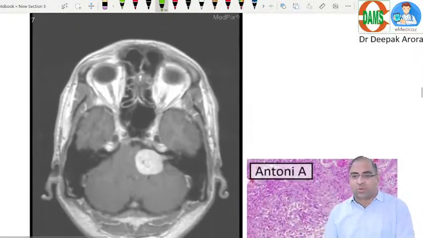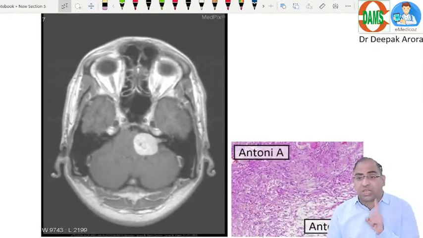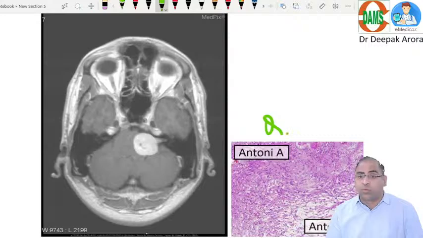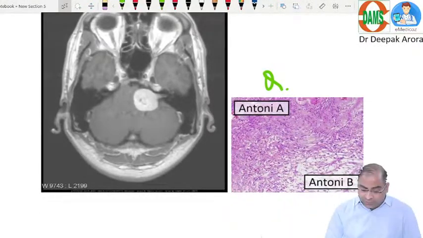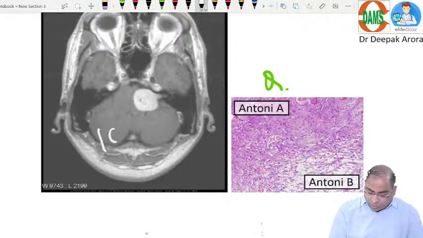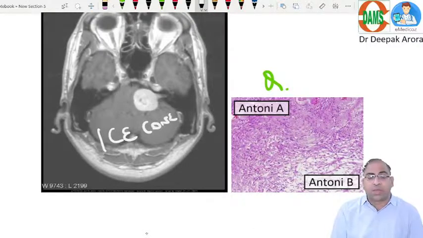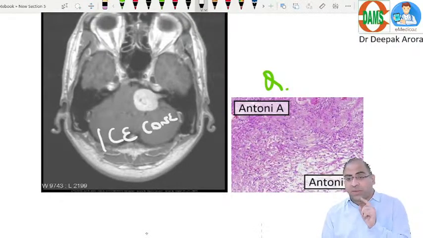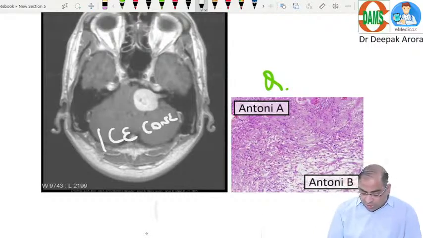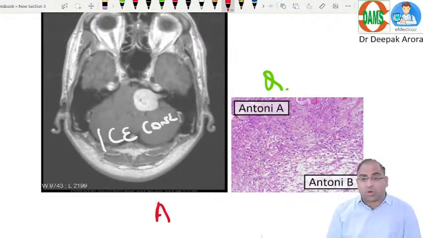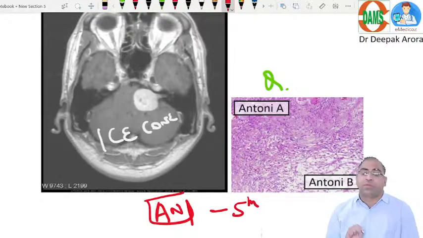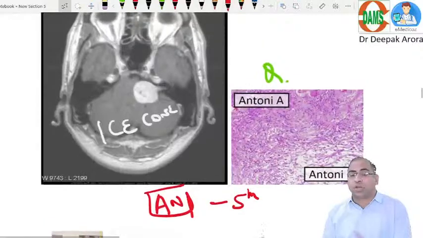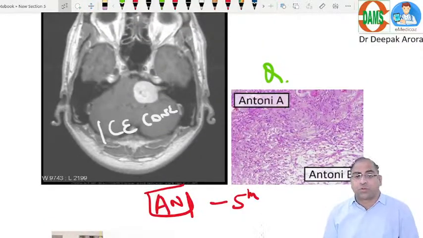Now, what I am showing you, examiner in your FMGE, they can either give you Antoni type A, Antoni type B cells are seen, or they will give you a finding of ice cream cone appearance on CP angle, cerebellopontine angle. I am talking about acoustic neuromas. Always remember, they can ask you which is the first nerve to be involved. That is your fifth nerve. Therefore, we have loss of corneal reflex.